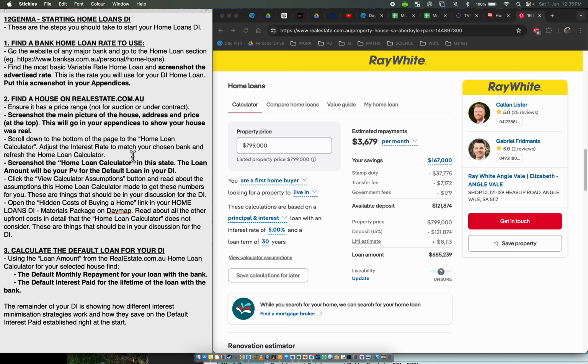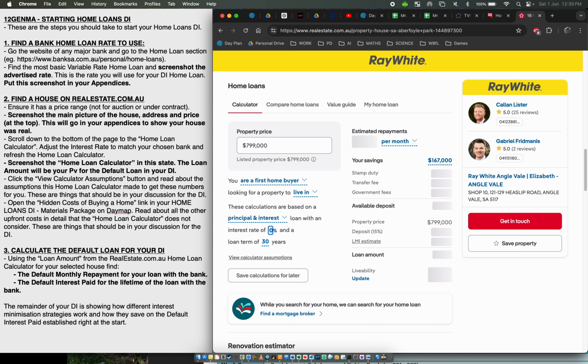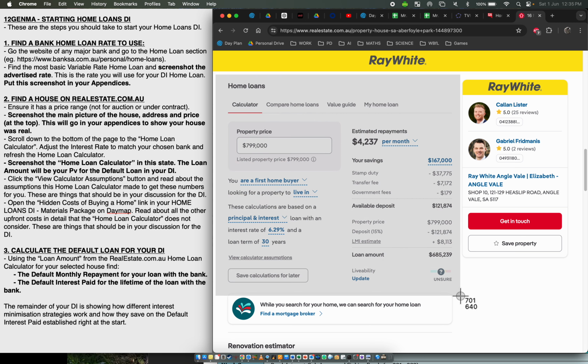So what you want to do is scroll down to here, adjust the interest rate to match your chosen bank. My chosen bank was Bank SA at 6.29, so I'm going to change this to 6.29 so that it's using the calculator, using a real rate from the bank. And so this is what I will screenshot now that it's changed to the matching rate. So I'd screenshot this particular area.